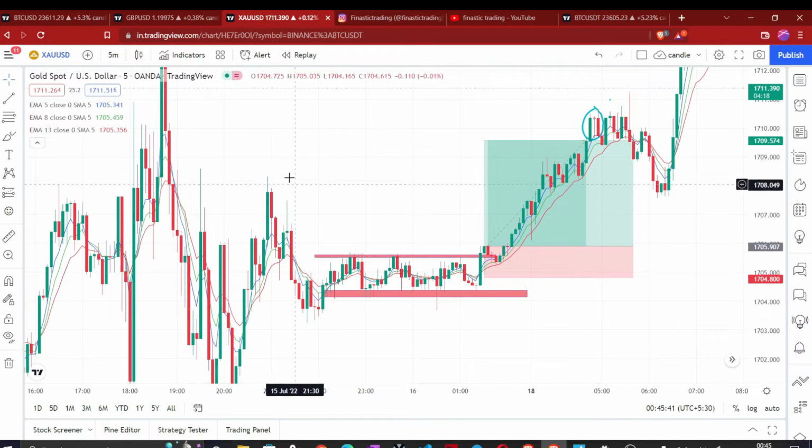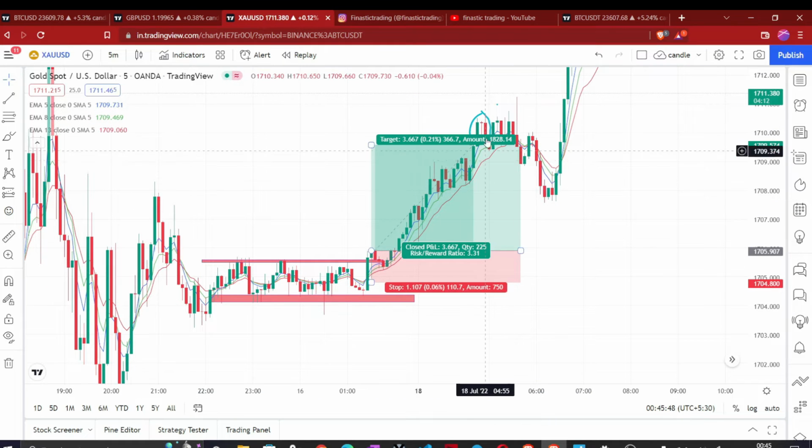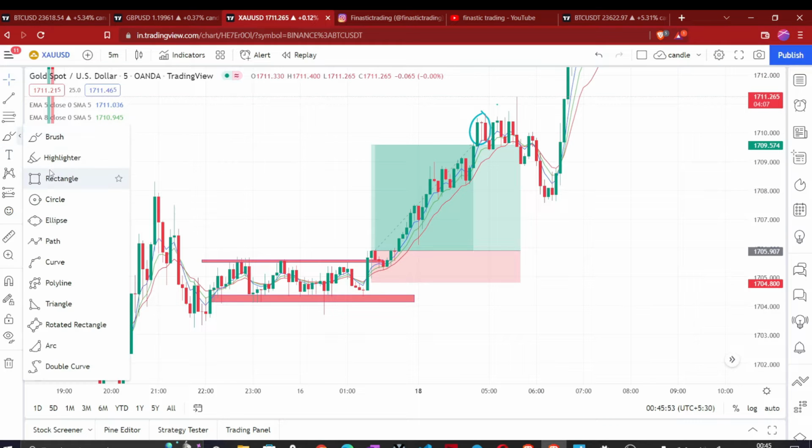So again, what I can see here, this was a resistance initially. As soon as the price got broken, the resistance got broken, we got a good upward rally, and now it came back here. Let me just mark it.